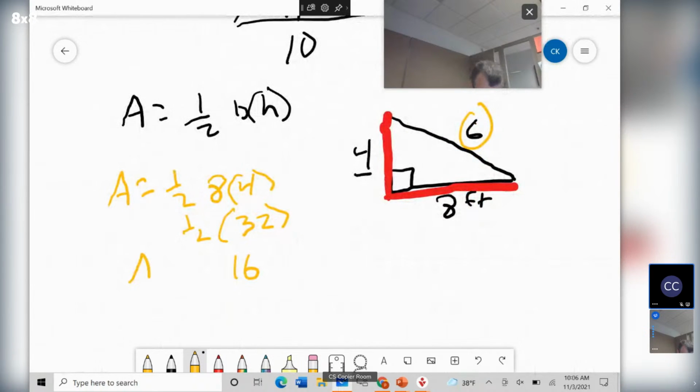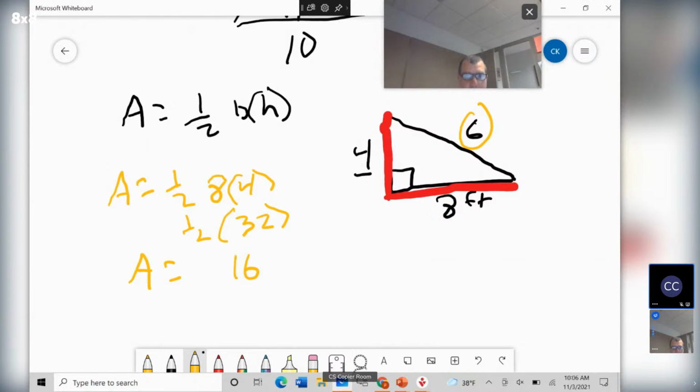So the area of this triangle is 16 because we have the base, which is 8, and we also have the height. So you just plug the 8 and the 4 into there. It's the base times the height, which is 32. And then you take 1/2 of 32, which is going to be 16. Okay, so the area is 1/2 base times height.